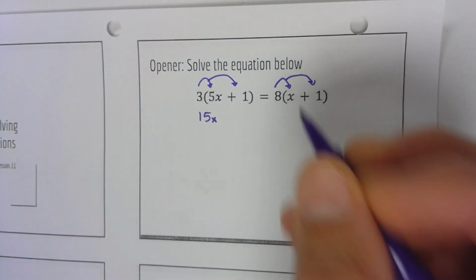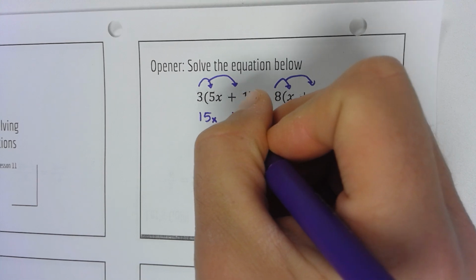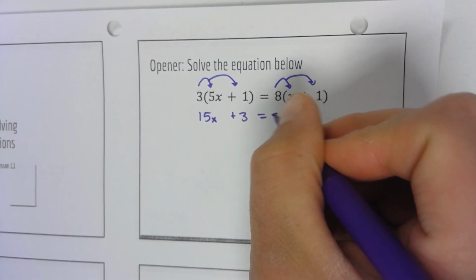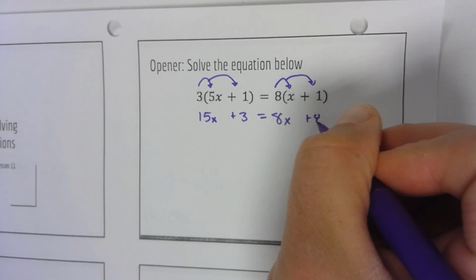So 3 times 5 is 15x. 1 times 3 is 3. 8 times x is 8x. And 8 times 1 is 8.